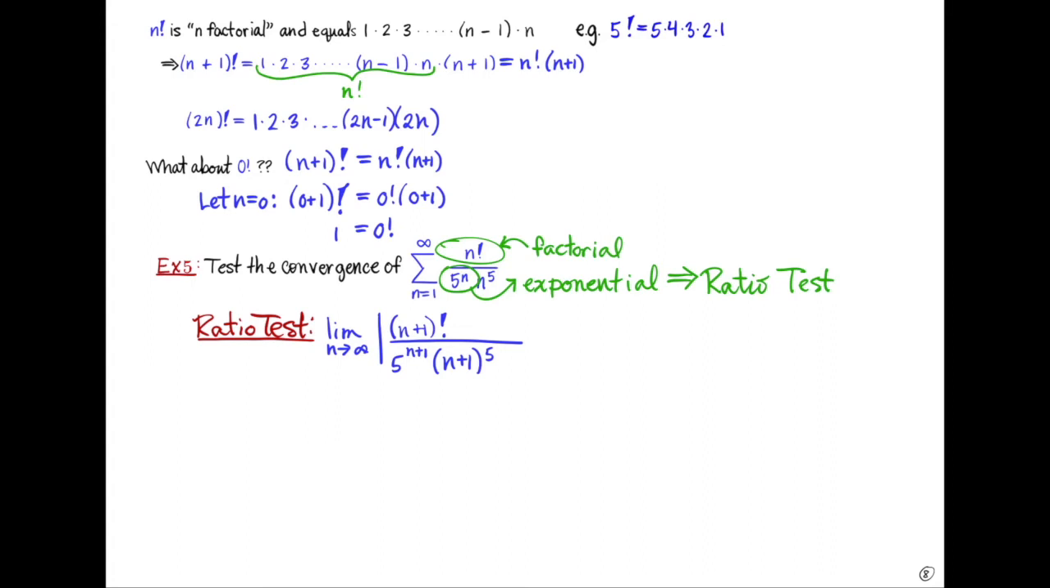And now we divide that by a sub n, or multiply by the reciprocal of a sub n. So in the numerator, we have 5 to the n times n to the fifth over n factorial. All of our terms are positive, so we can drop the absolute value signs. And this is equal to the limit as n approaches infinity.